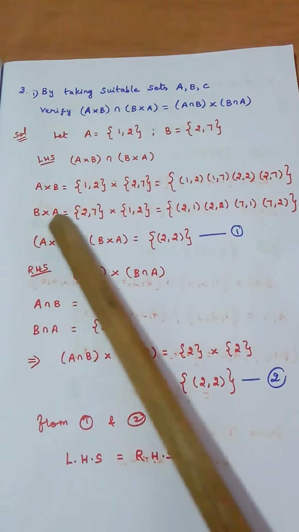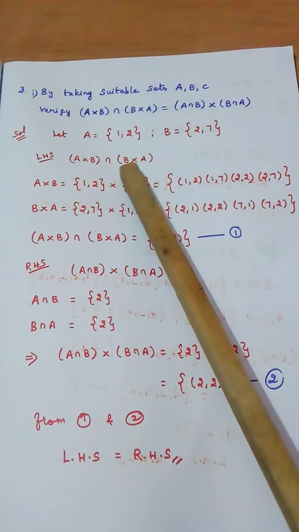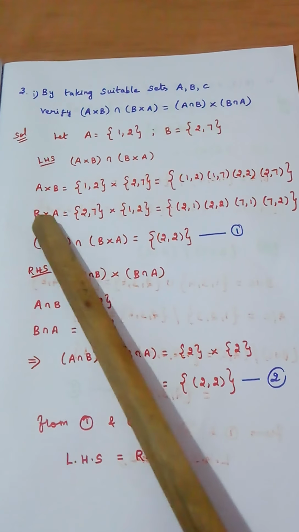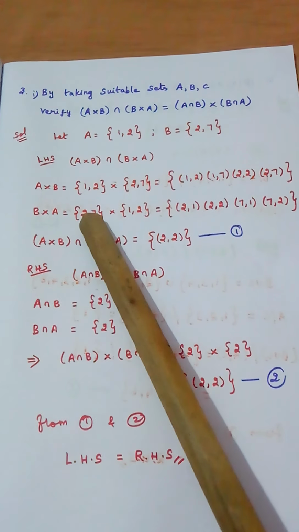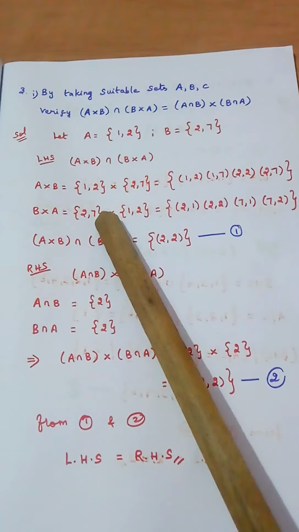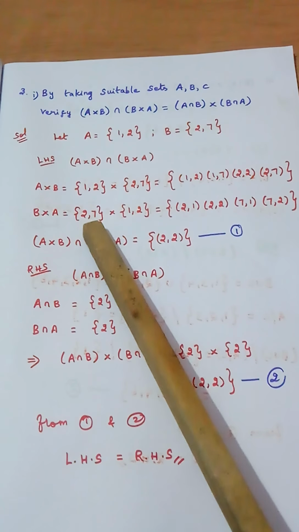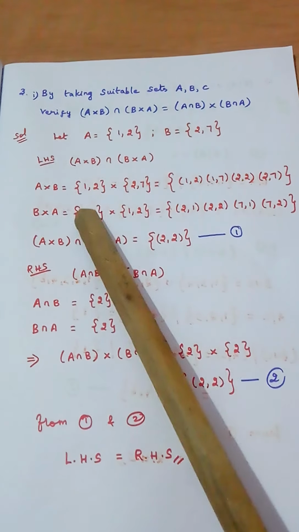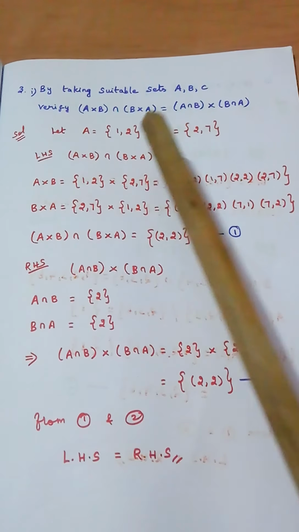So B cross A. Why are we finding it? Because it is present in the LHS. B cross A has to be found out next. B cross A means which set has to be written first, A or B? Shall I put A here first? The answer is no, because B is present first. So I should write 2 comma 7 first. Cross, second is A, so 1 comma 2.